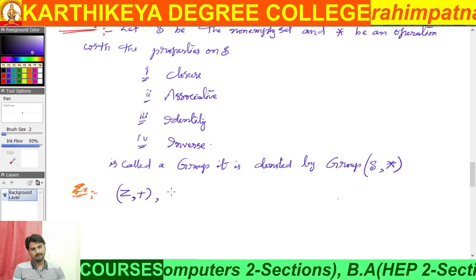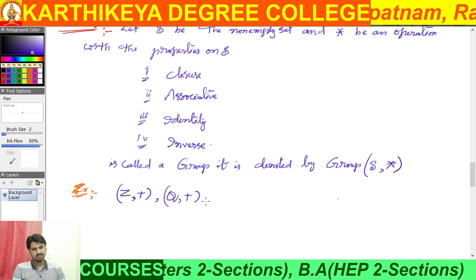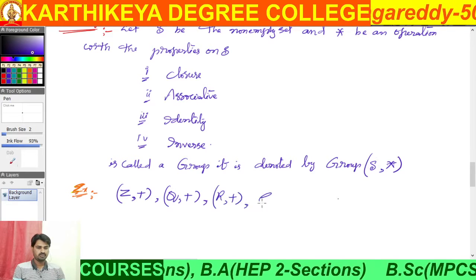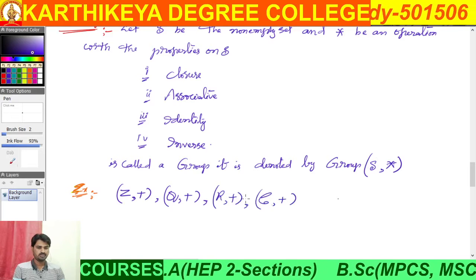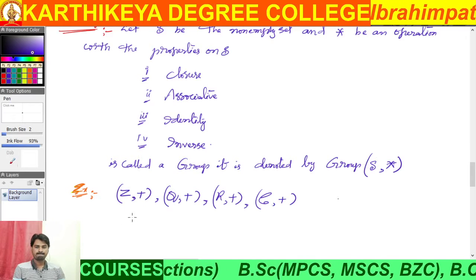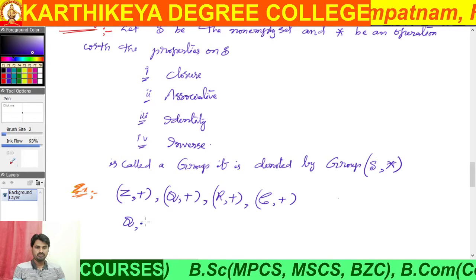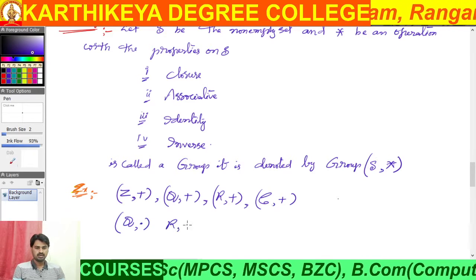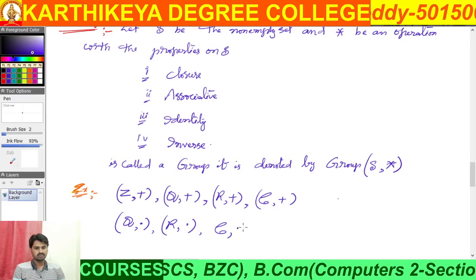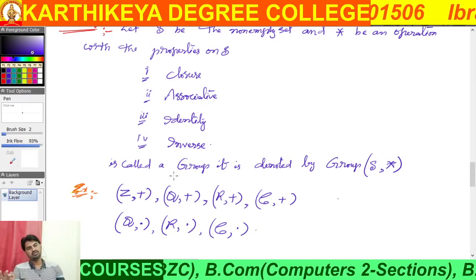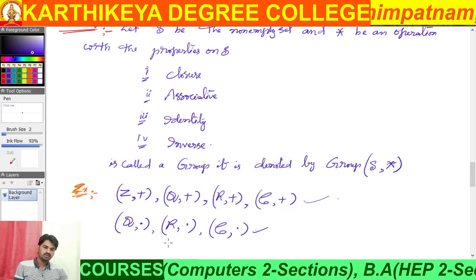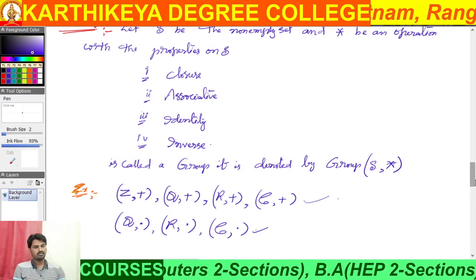Next one, Q plus is a group. Next one, R plus is a group. Next one, the system of complex numbers with respect to addition, this is a group. With respect to the dot operation, the groups are Q dot is a group, R dot is a group, C dot is a group. Groups with respect to addition are these four, and these are the groups with respect to multiplication.